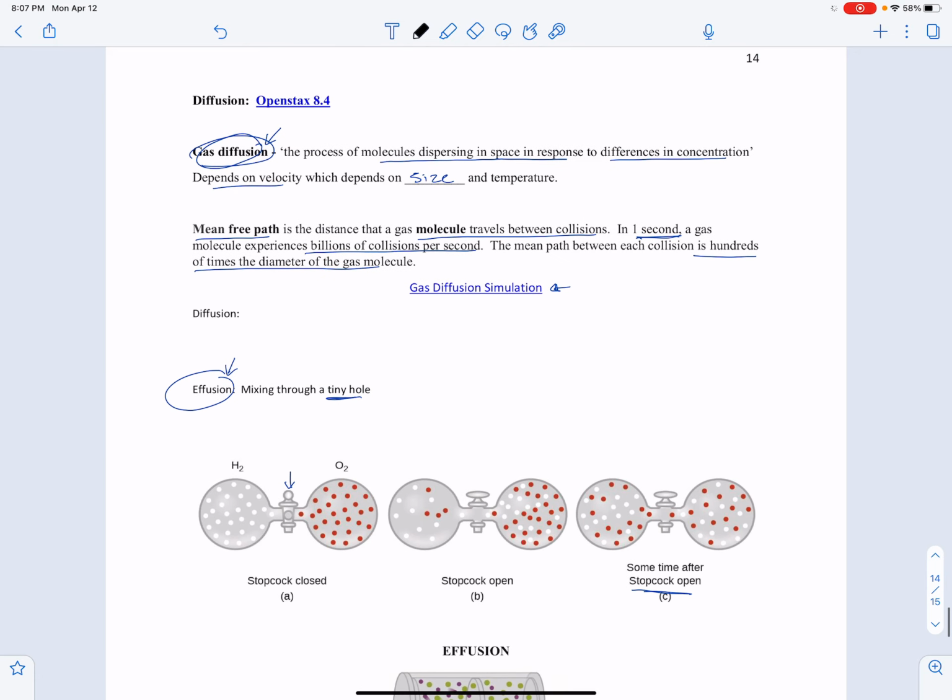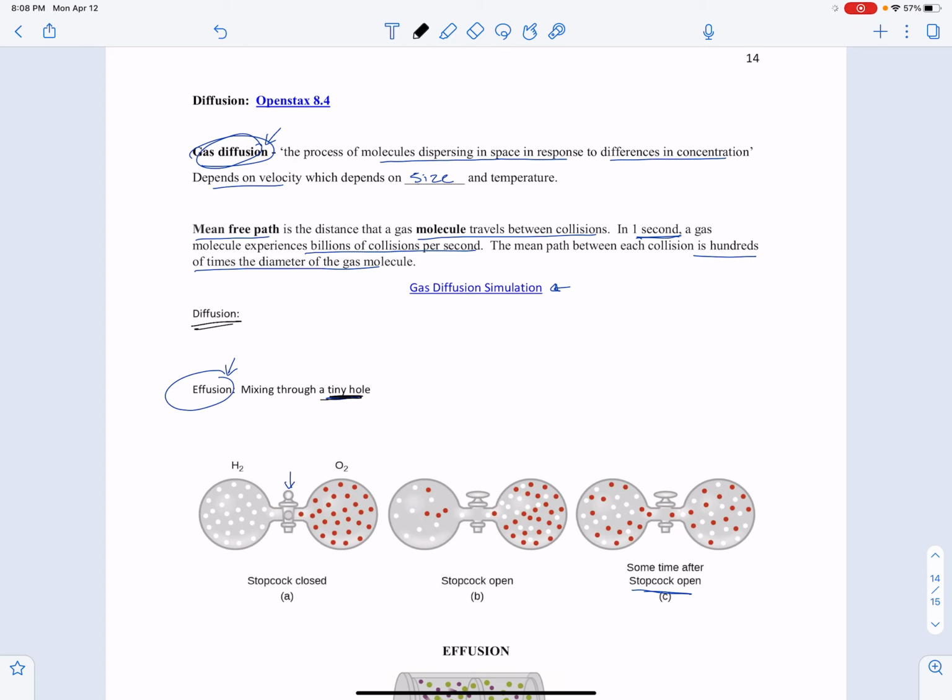And last little bit about diffusion. It depends on size and temperature. Anything at a high temperature is going to be moving faster than some things at low temperatures. Effusion's where you go through a tiny hole. Diffusion is where you just have two open areas, two open flasks or containers that don't have tiny holes close to the size of the molecules. They just have a big open space. And it's how they mix.